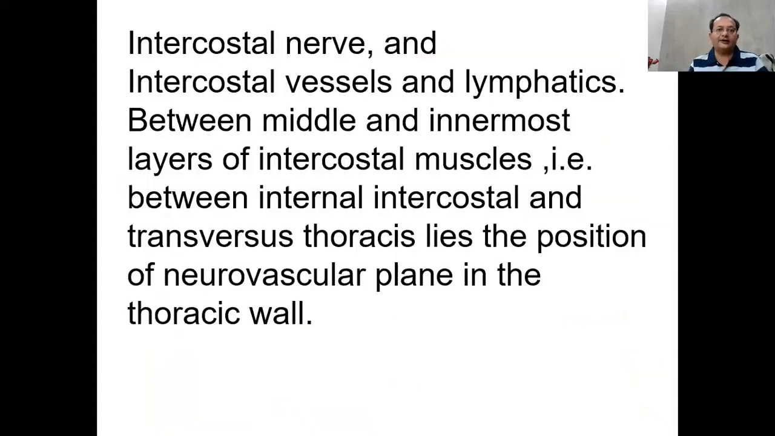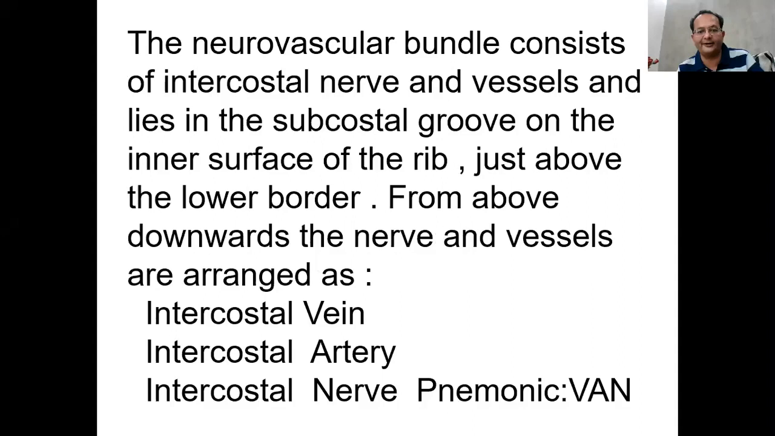Intercostal nerve and intercostal vessels and lymphatics lie between the middle and innermost layers of intercostal muscles, that is between internal intercostal and transversus thoracis, in the neurovascular plane of the thoracic wall, जो कि मैंने आपको बताया: intercostal vein, intercostal artery and intercostal nerve. Mnemonic है उसका VAN.